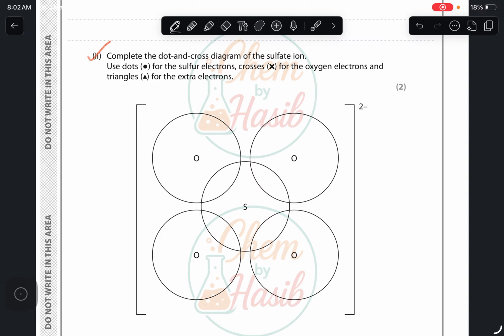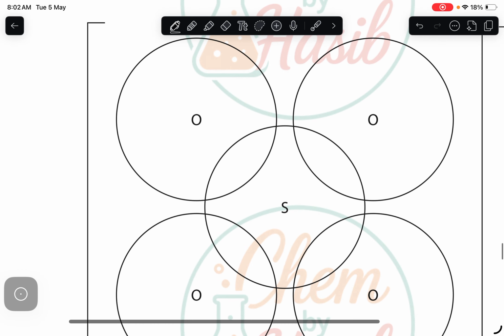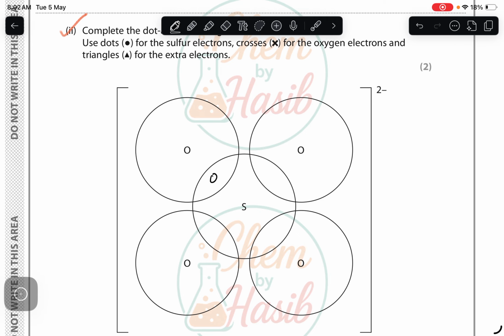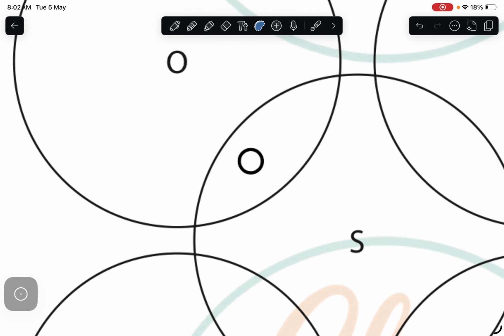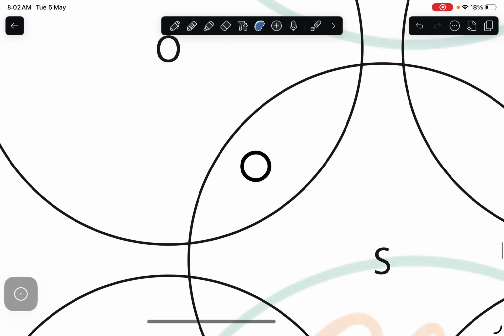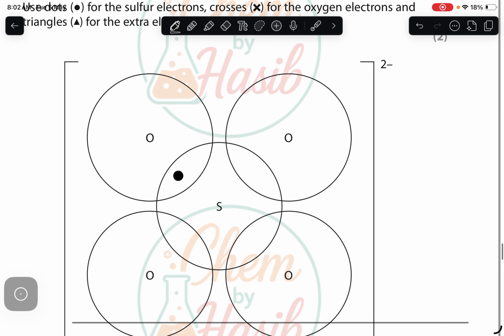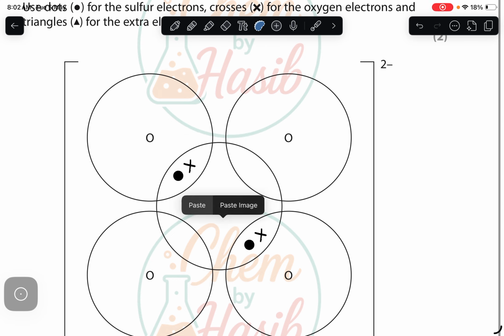So let us draw a single bond with 2 atoms. So it's a dot for sulfur, right? So let us draw a dot for sulfur. So that is 1 dot for sulfur, and we need a cross for the oxygen. So that's a single bond. So there will be 2 single bonds, right? But for the others, we'll have double bonds.